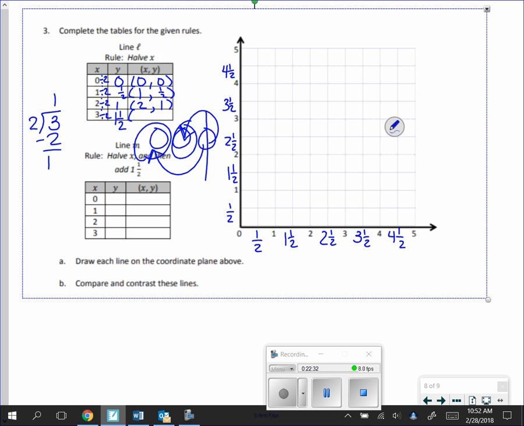So 1 and a half. So I have 3 and 1 and a half. So now I can plot 0, 0, over 1 up 1 half, over 2 up 1. If you're not writing this down, especially if you got it wrong or left it blank, then I don't know what your deal is. Over 3 up 1 and 1 half. Line L.